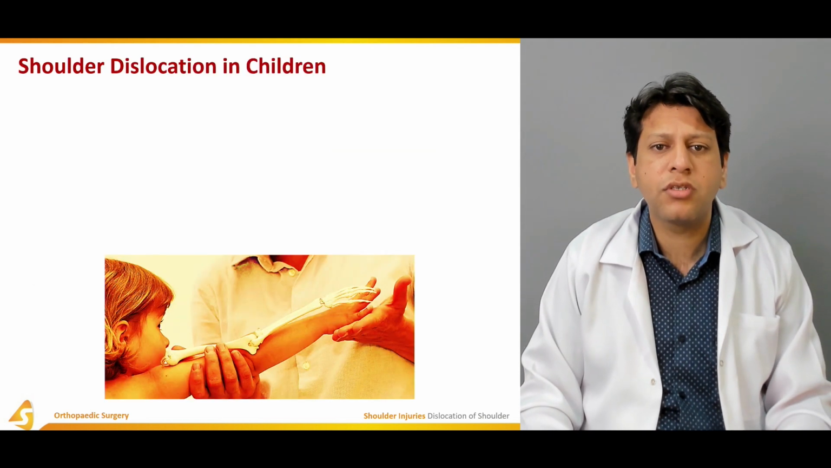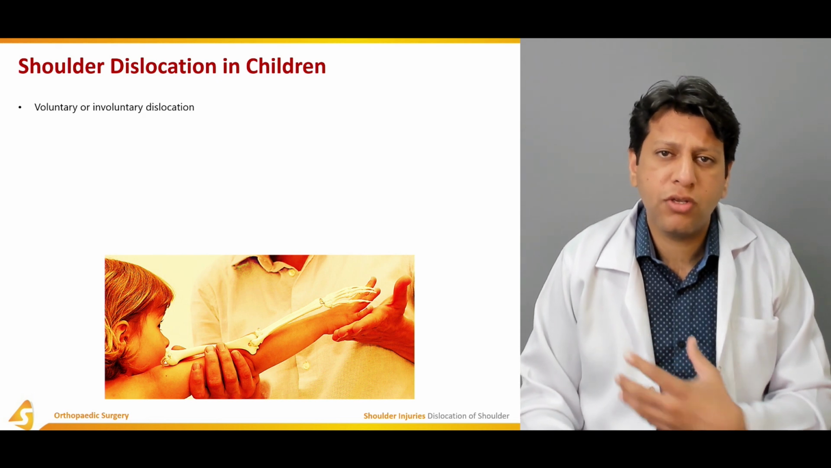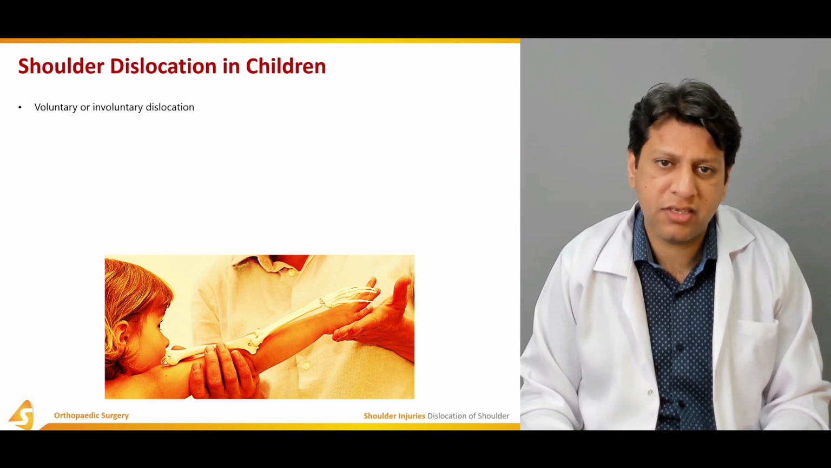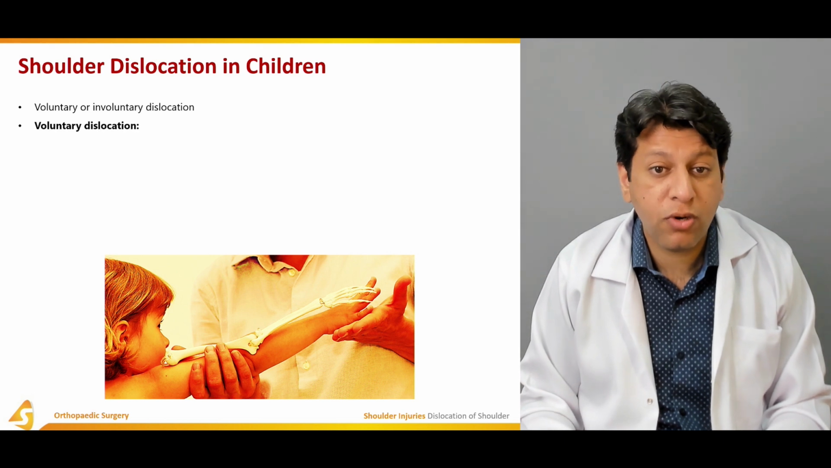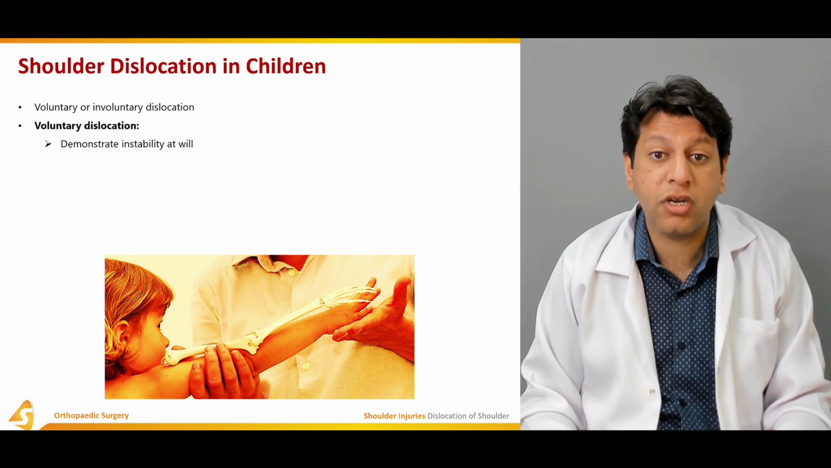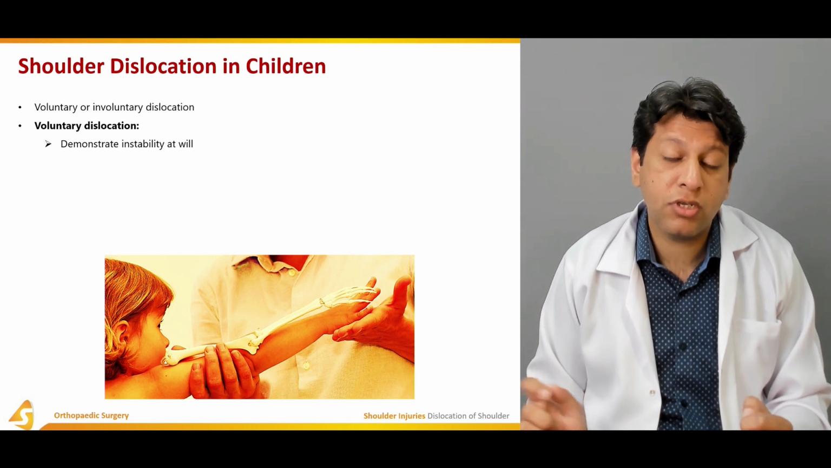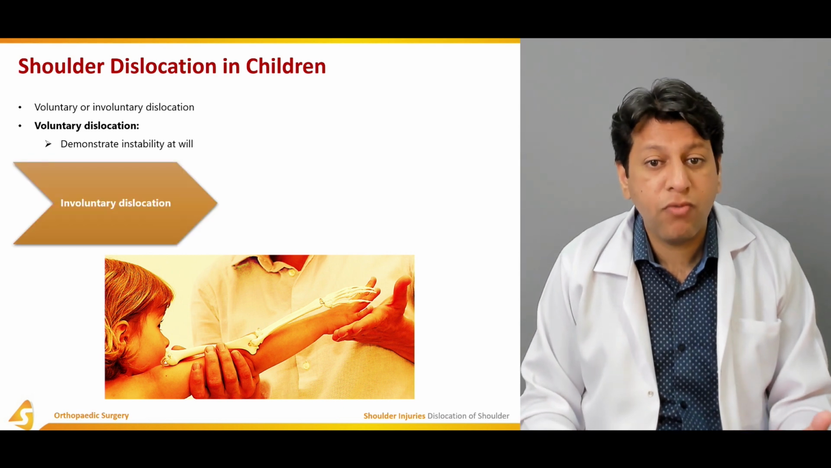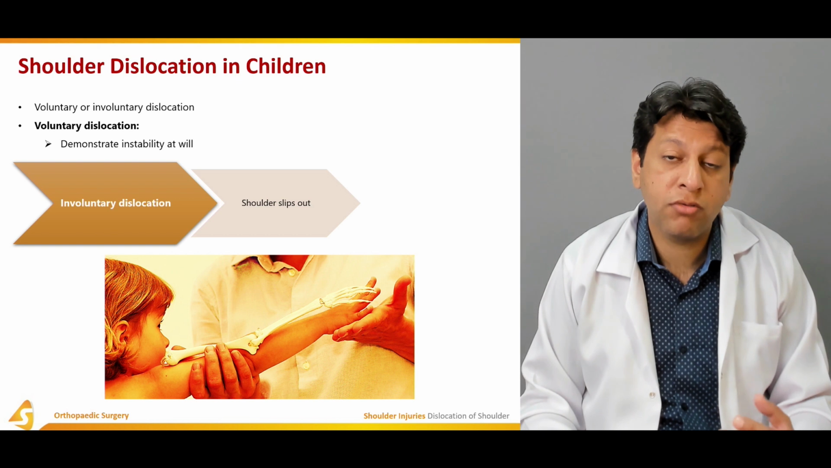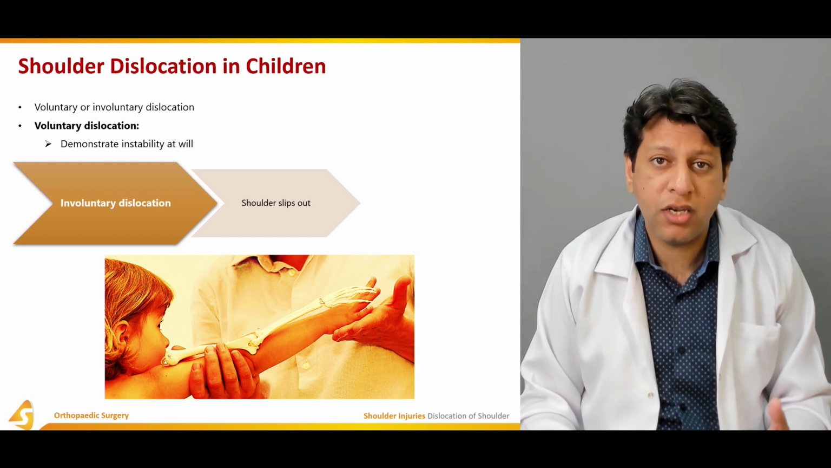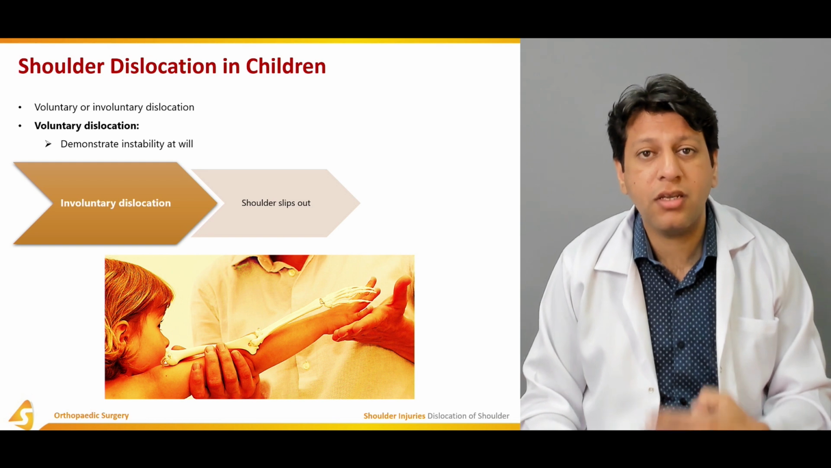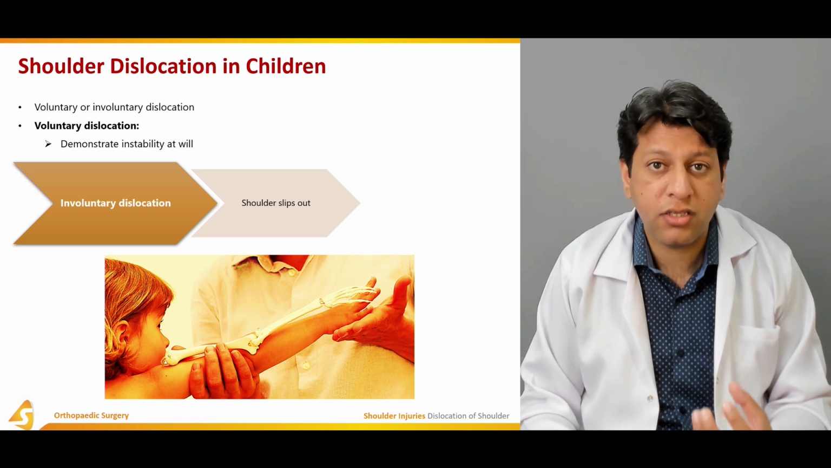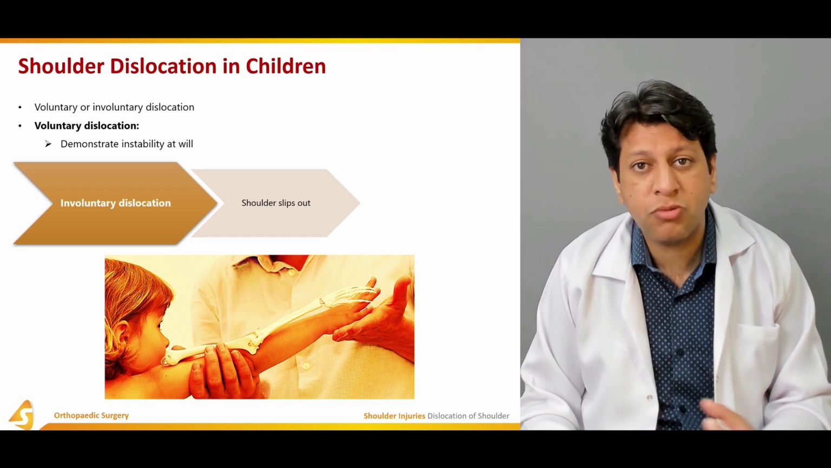Now coming to shoulder dislocation in children, it may be due not to trauma but to ligamentous laxity as well. So it could be in the form of voluntary and involuntary dislocation. Voluntary includes the child demonstrating instability at will. You ask the child to dislocate the shoulder and he will do a maneuver and dislocate his shoulder anteriorly or posteriorly. Involuntary dislocation is when the shoulder slips out during activities of daily living. This may be due to underlying ligamentous laxity, or maldevelopment of the glenoid cavity, which is too shallow, or there may be something wrong with the head, so that it slips out quite easily.